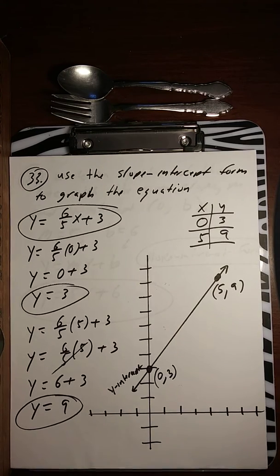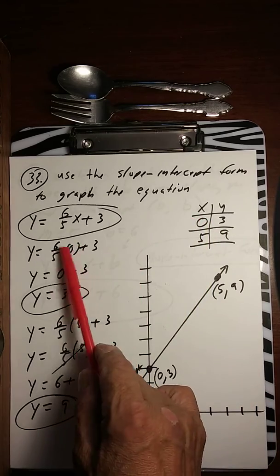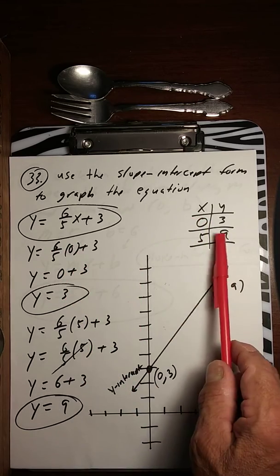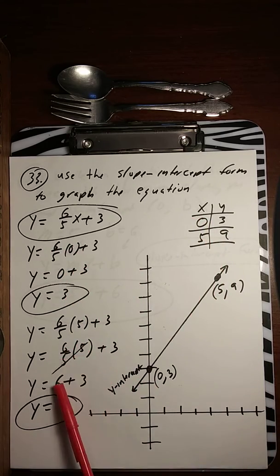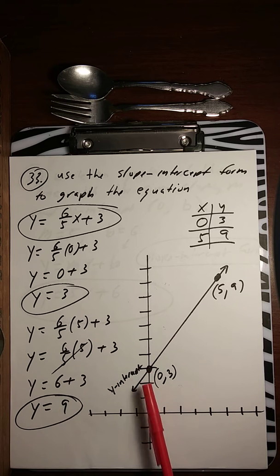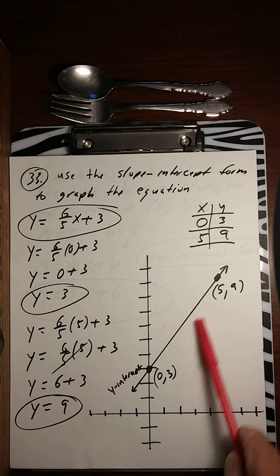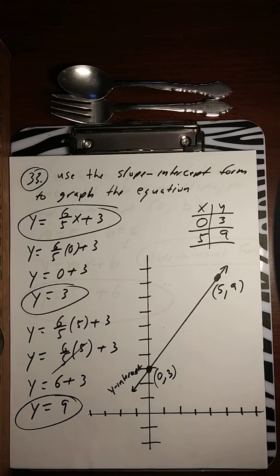Use the slope intercept form to graph. Put the points in there. 0 times that is 0 plus 3 is 3. 5 cancels 5, so we have 6 plus 3 is 9. So (0, 3) and (5, 9). Connect the dots. Or put in a calculator.